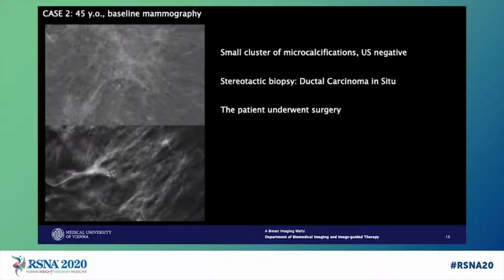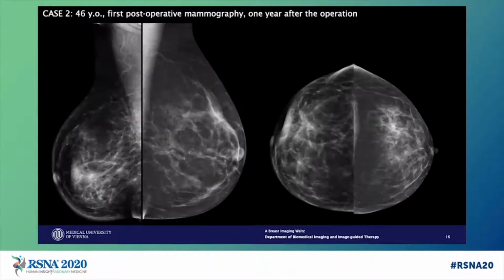The patient was operated on, and she came to us for the first time after 1 year for the first control. Here you can see the postoperative changes in the right breast, and what the radiologist described outside was this increasing architectural distortion in the central prepectoral aspect of the left breast.